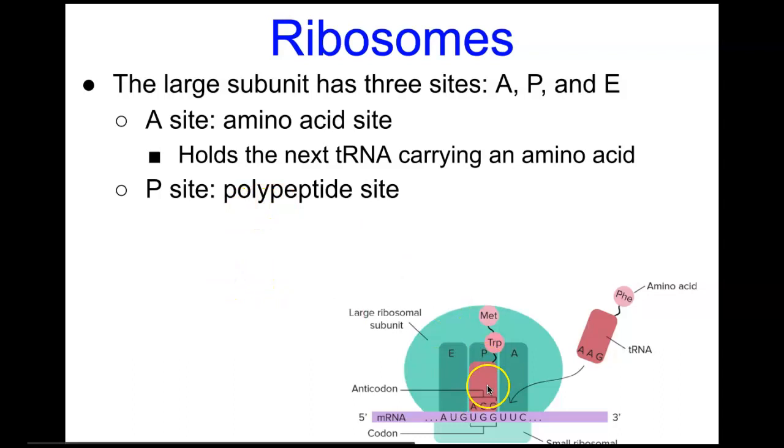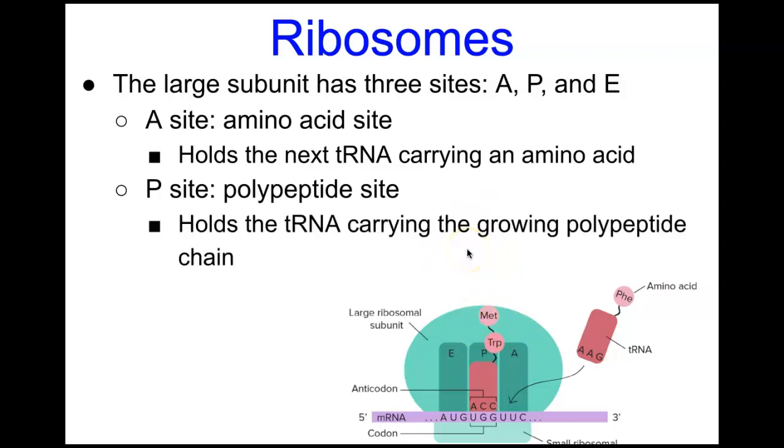In the P site, the P stands for polypeptide. So here you can see that growing amino acid chain or polypeptide chain coming out of the ribosome. It's going to hold the tRNA carrying the growing polypeptide chain. And eventually, once this amino acid gets attached to the growing polypeptide chain, then this tRNA molecule will move over to the exit site. And E stands for exit site. Ultimately, that's where the tRNA molecules exit.